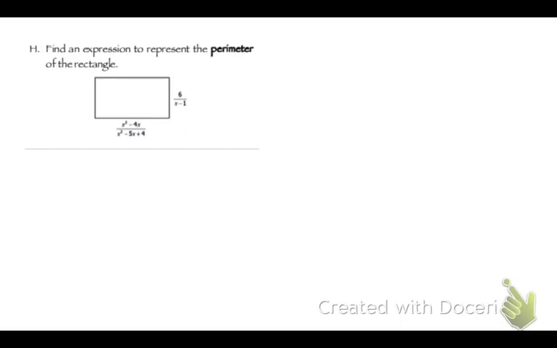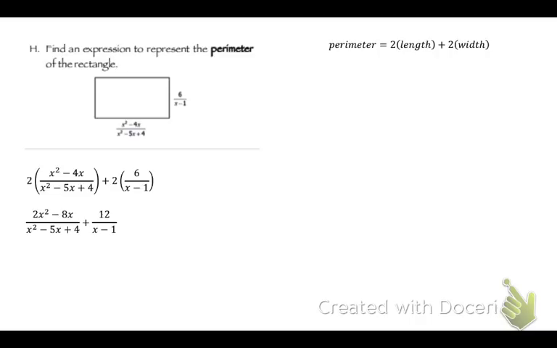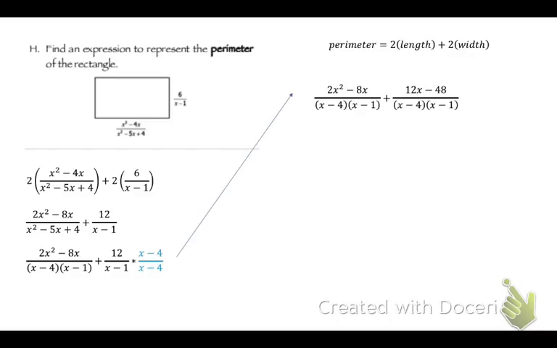Okay, let's do perimeter again. So I have 2 times x squared minus 4x over x squared minus 5x plus 4 plus 2 times 6 over x minus 1. Multiply that out. Now I need to get a common denominator. So that factors to x minus 4, x minus 1. I'm going to multiply x minus 4 to top and bottom there. So I get 12x minus 48. Now I have the common denominators.